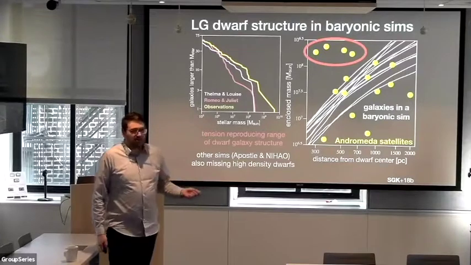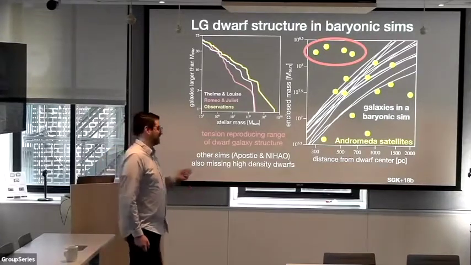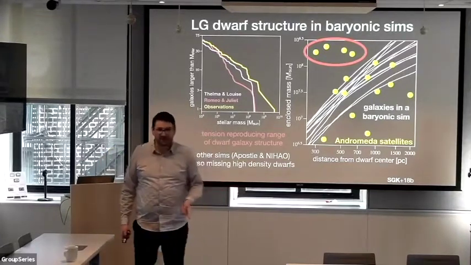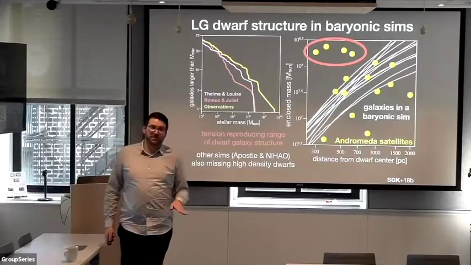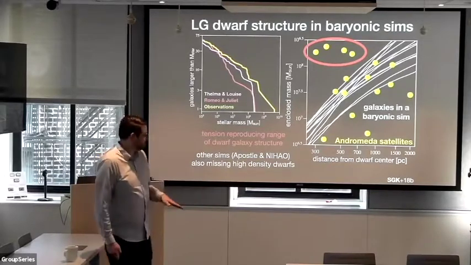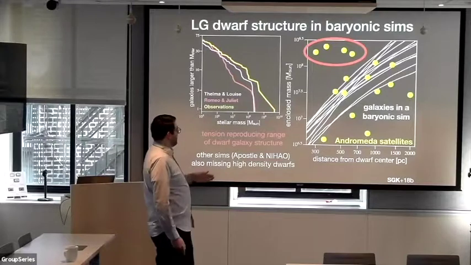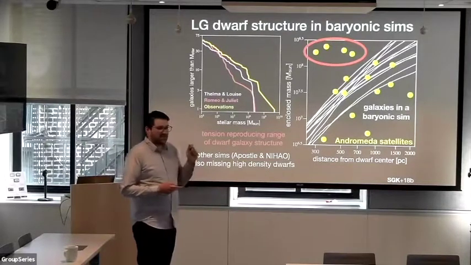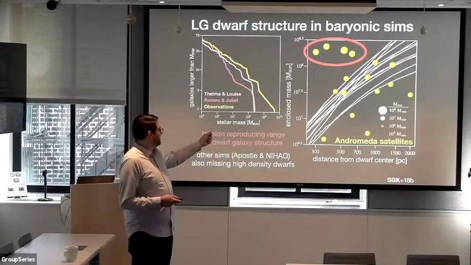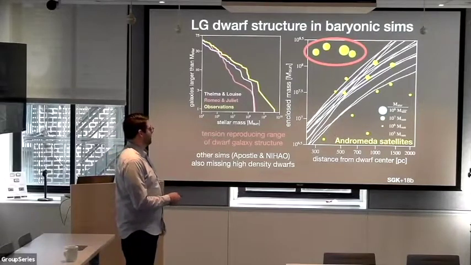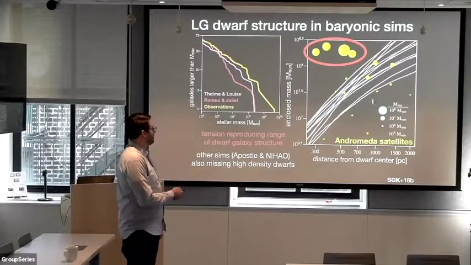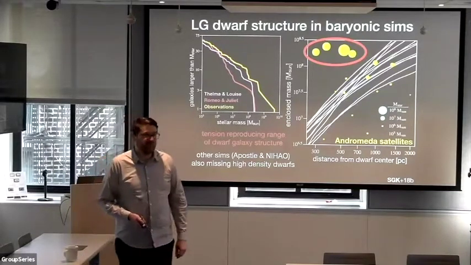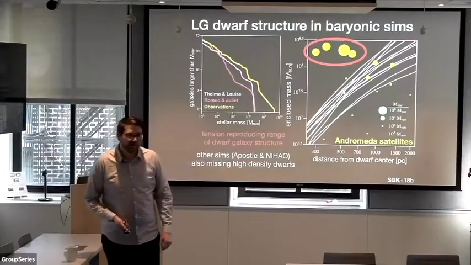Not only are our simulations failing to do this, but other simulations like the Apostle simulations or the Nihao simulations are also completely failing to reproduce these systems. I also want to emphasize this mass scale. I'm going to fade and change the point size here according to the stellar mass of the galaxy. What you'll see is these dwarf galaxies are ones that are about 10^8 to 10^8.5 in total stellar mass.